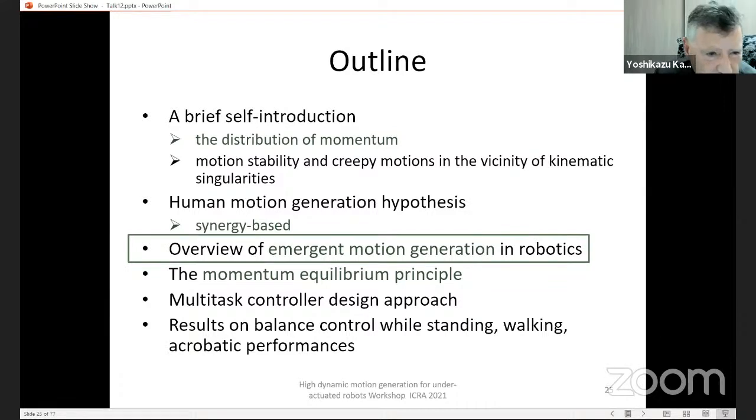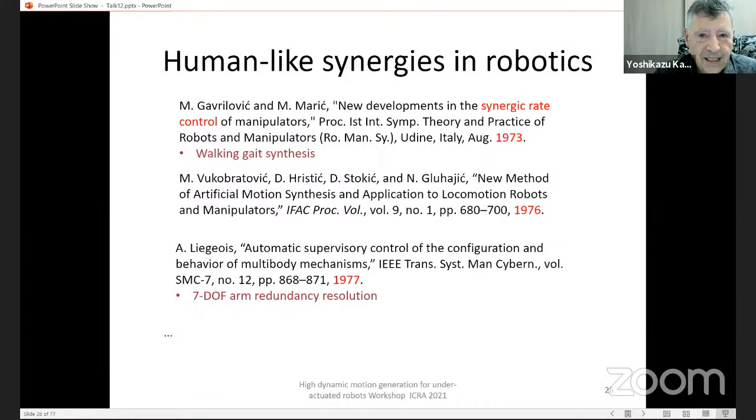Now let me go to a brief overview, because the time is quite advancing. An overview of emergent motion generation used in robotics. Synergies have been addressed in robotics in the 1970s, especially in Vukobratovic's studies, mainly in relation to humanoid robots, walking gait synthesis actually. They talk about synergetic aspects, that we have to use some types of synergy in this, but it was not very clearly formalized.